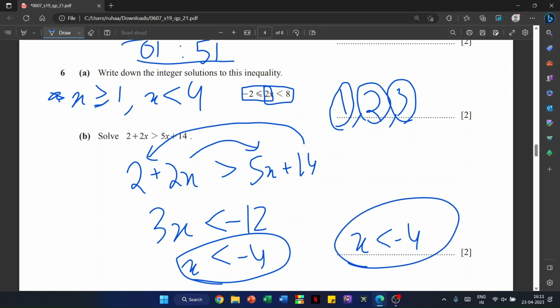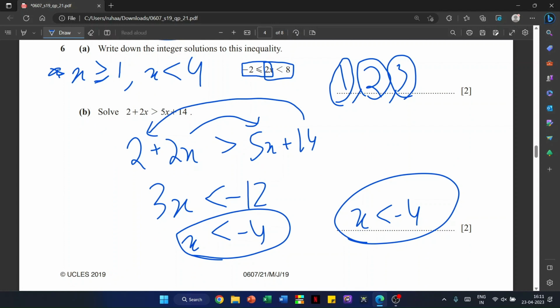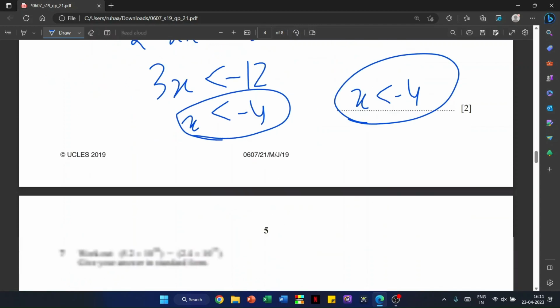Now let's take this one over here. x is less than -4. Let's take -10 for example. So 2 plus 2 times -10 is going to be 2 minus 20, which is -18. 5 times -10 is going to be -50 plus 54, which is obviously less than -18. So that is the correct answer.